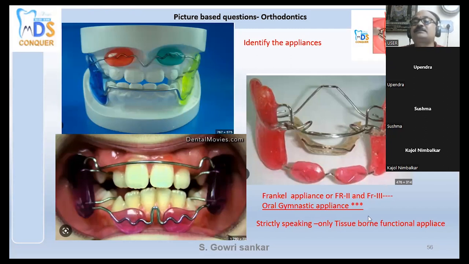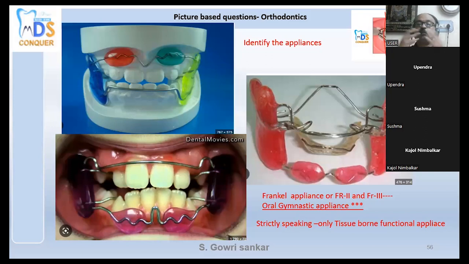The other appliance is your oral screen, which is not permitted to touch the teeth. Why is it called a pure tissue borne appliance? In making this, it won't touch any part of your dentition. So only the buccal muscles and the labial muscles act on this. It works on the principles of functional matrix theory. Why is it called an oral gymnastic appliance? The patient should do the exercises with his lips and muscles.